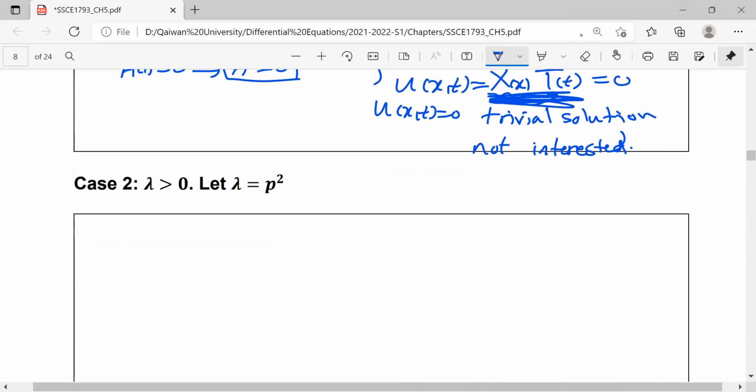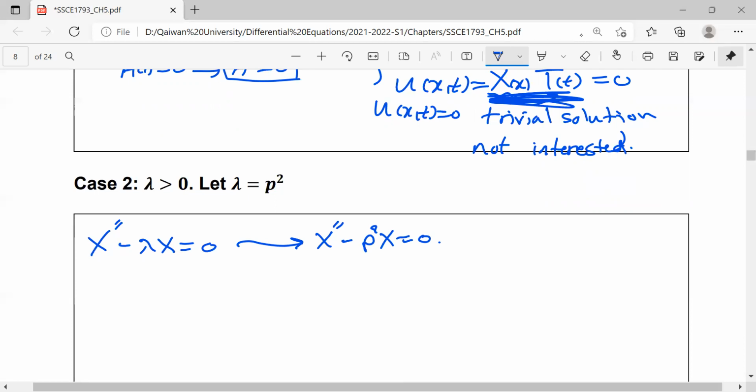Now, X double prime minus lambda X equals 0. We replace lambda by p squared. So we get X double prime minus p squared X equals 0. This is a second order ordinary differential equation. It's a homogeneous second order differential equation.